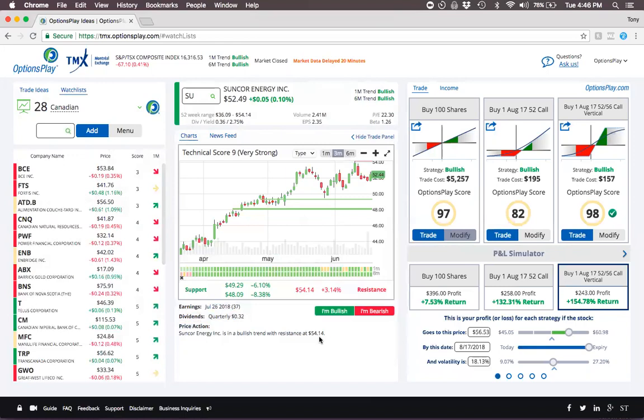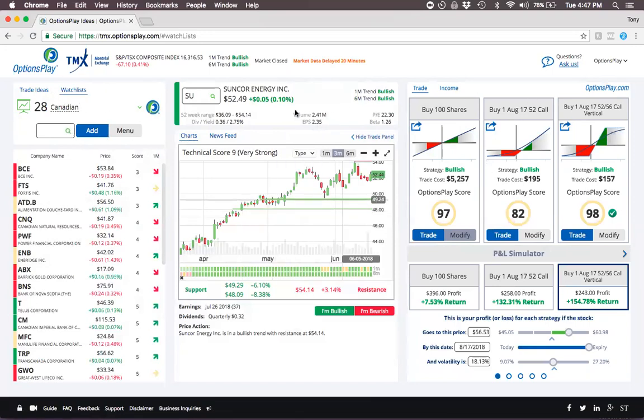So once you have that directional view, once you have a thought on where you think the stock is going to go, you'll see two buttons here at the bottom. One says I'm bullish, one says I'm bearish. Depending on which button you press, that's where the trading and income side here on the right comes into play. This is where it comes down to, once you have a directional view, how do you actually profit from that? We call these three panels the what panel, the why panel, and the how panel.